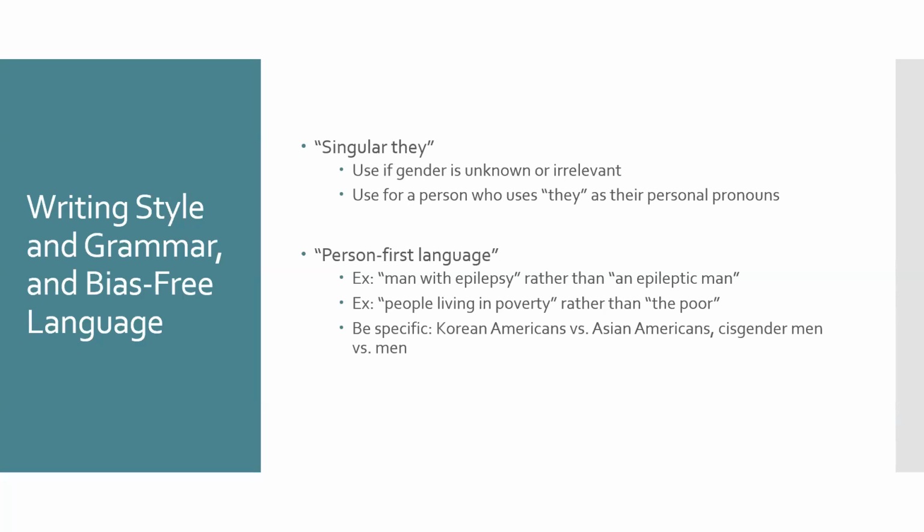Also, you want to be really specific when it needs to be. So if we're talking about Americans, are we talking about Korean Americans? Asian Americans? African Americans? If we're talking about men, are we talking about cisgender men or just men in general? Or are we specifically talking about trans and non-binary men? So it really just depends, and you want to be specific based on that person-first language.